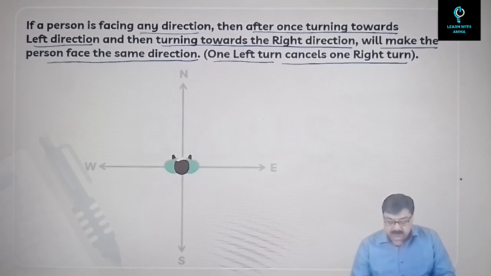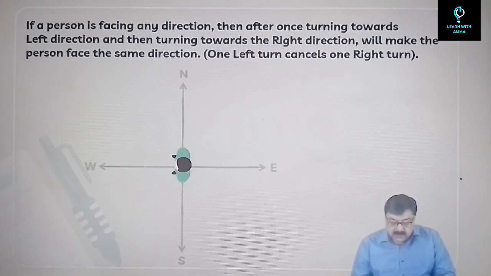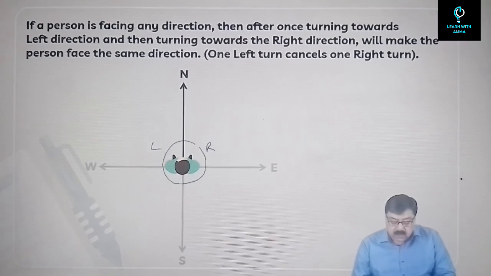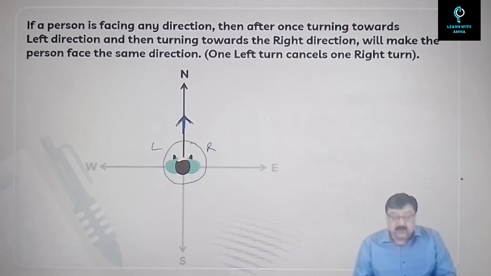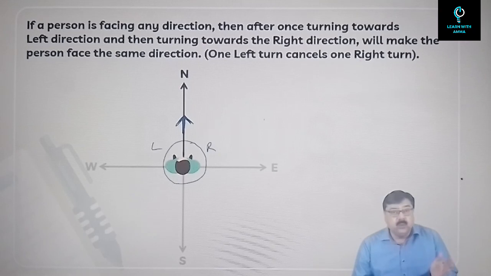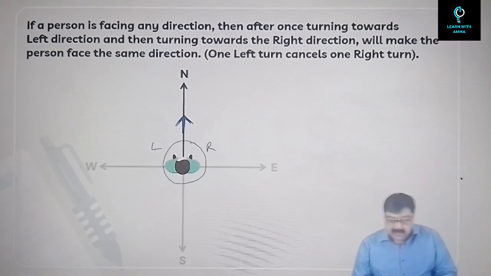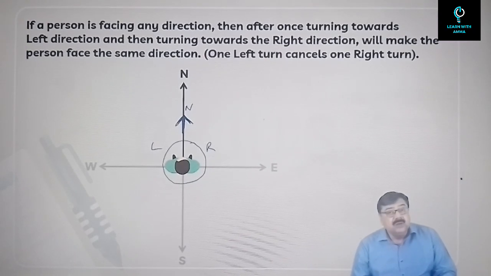So let us say this is you. This is your left and this is your right. So first you turn towards your left and then you turn towards your right side. So now you are back to the original position wherein you were facing north when you started turning towards left and then to right. And after making these two turns, one left and one right, you're back facing the north.